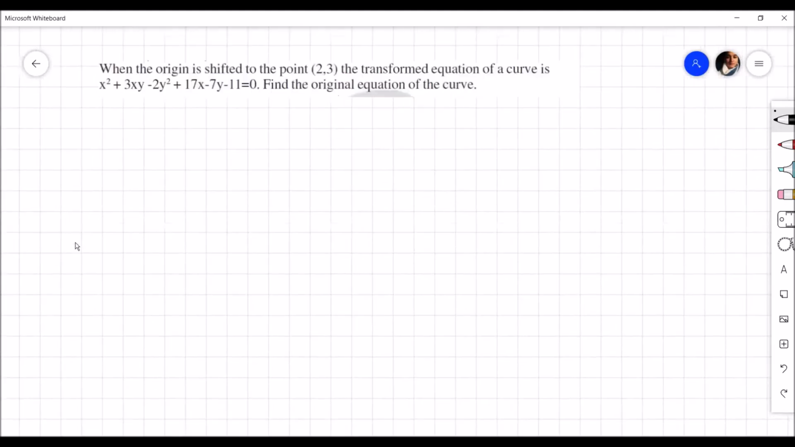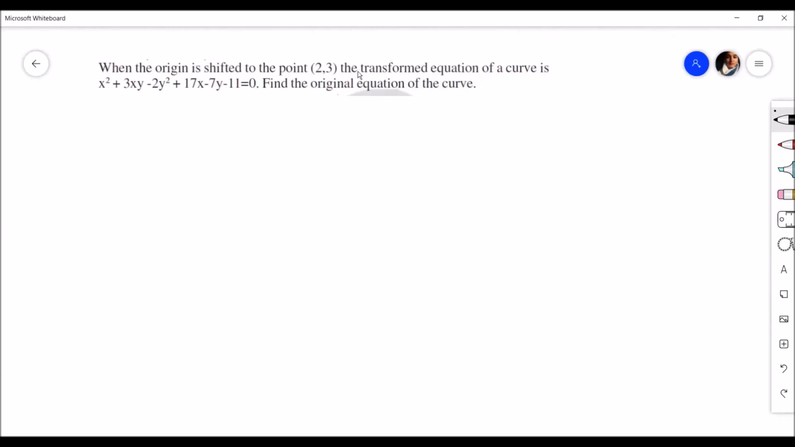So clearly given, when the origin is shifted to so and so, the transformed equation of the curve. It is already mentioned that this is the transformed equation, clearly mentioned in the question, right? Not required to draw anything. You can just directly solve equations. Figures are not required here. Okay, this is a transformed equation. So let's go ahead with the solution.